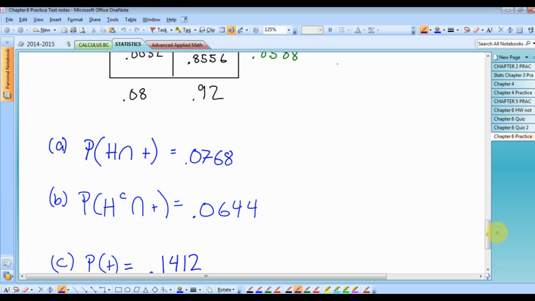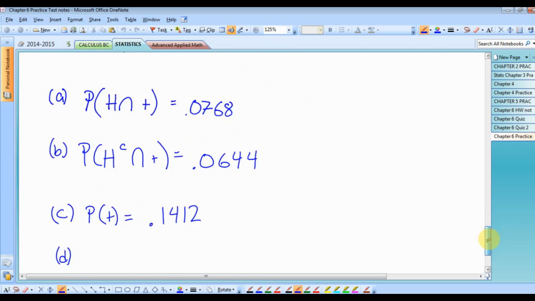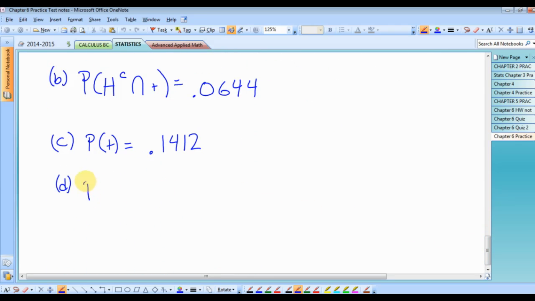If someone tests positive, what's the probability that they have heart disease? All right, so do we know that they have heart disease, or do we know that they tested positive? Yeah, we know they tested positive, so we're going to put positive in the second half of that conditional. So basically this says, what's the probability that someone has heart disease given the fact that they tested positive? 96%. Okay, so that is the probability that they have heart disease and they tested positive, divided by the probability that they tested positive.